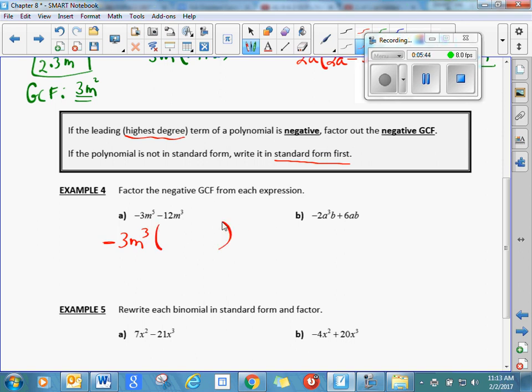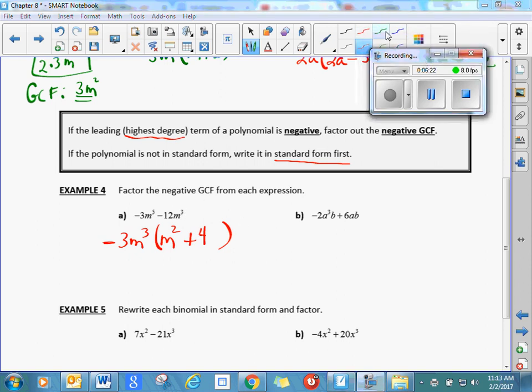Now we've got to figure out what's going to go inside our grouping symbol to multiply back to the original problem. So a negative times a positive will give me a negative. I've got the 3. I've got m to the 3rd. I need m squared to multiply back to what I started with. I need a negative when I end up, so this is going to have to be a positive. How can I get from 3 to 12? Multiply by 4. How can I get from m cubed to m cubed? I'm already there. I don't have to multiply by any m's.